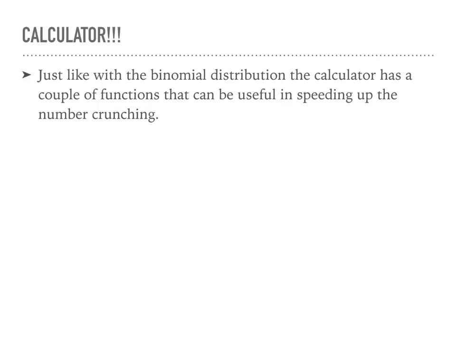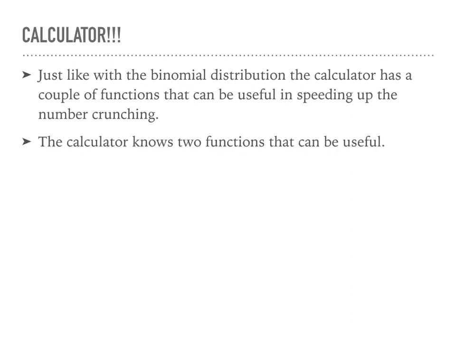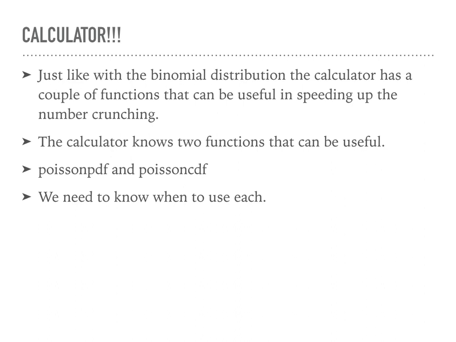Now, just like with the binomial distribution, the calculator has a couple of functions that can be useful in speeding up the number crunching. So these two useful functions are Poisson PDF and Poisson CDF. Again, we need to know how and when to use each of these. The probability that X equals x for a Poisson distribution should be calculated on the calculator by using Poisson PDF, lambda, comma, x. And the probability that X is less than or equal to little x should equal Poisson CDF, lambda, comma, x.